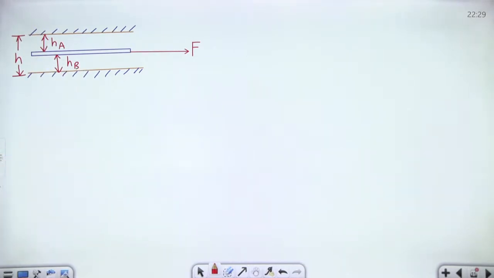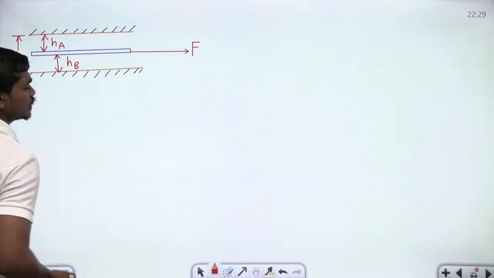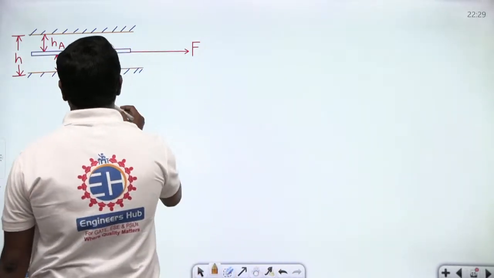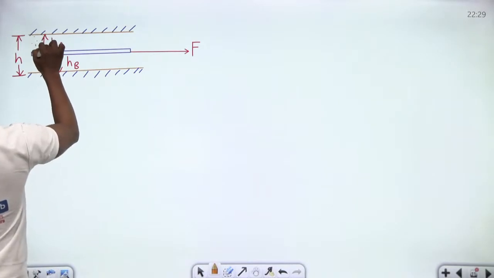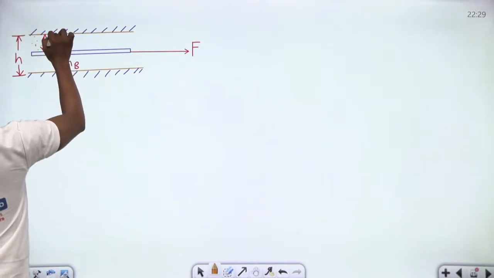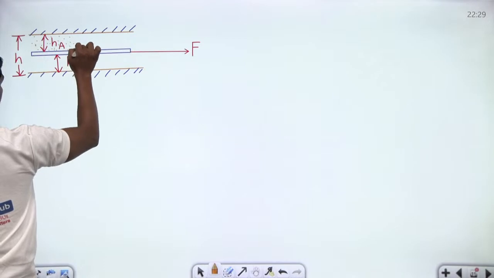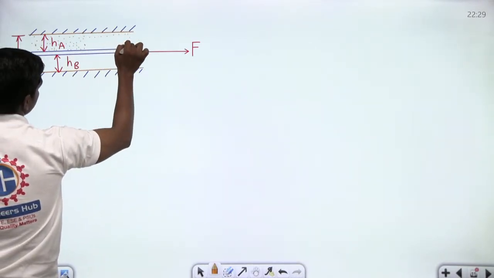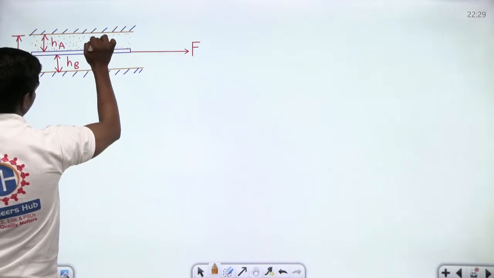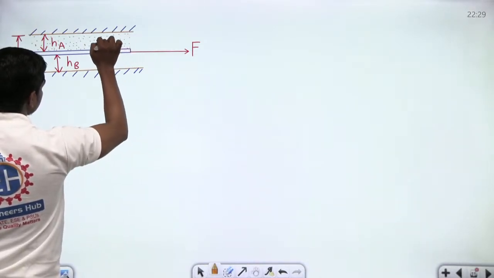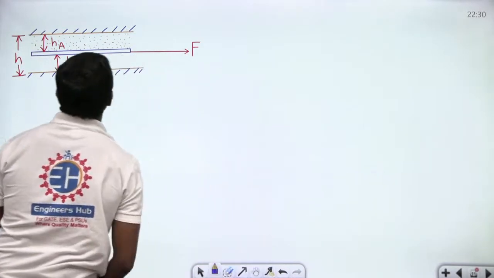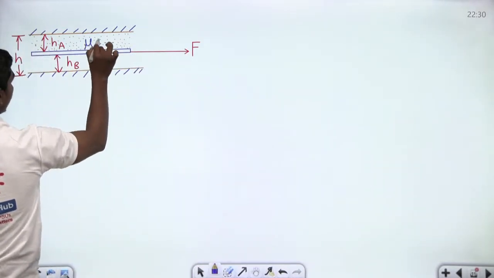Okay, now in this case, let us suppose the top of this is filled with an oil of dynamic viscosity mu A. Let us suppose there is some oil that's filling this gap, and the dynamic viscosity of the oil that is filling this gap is, let us suppose, mu A.